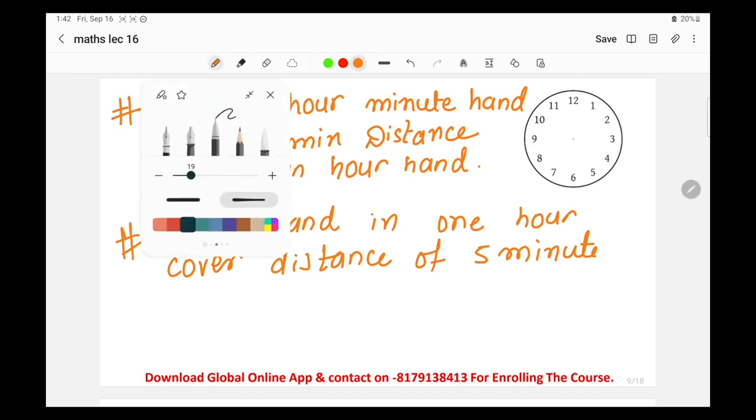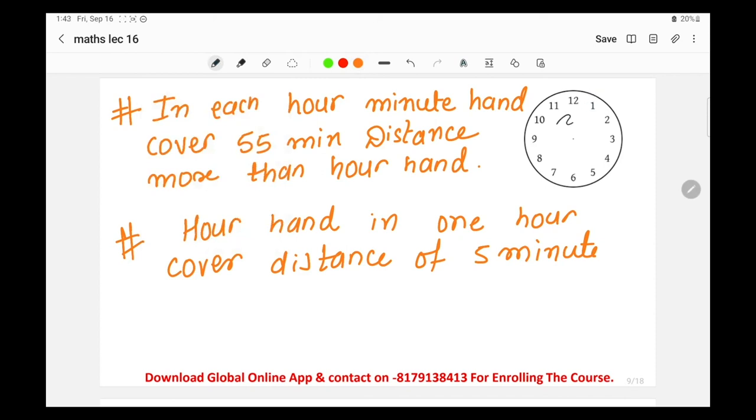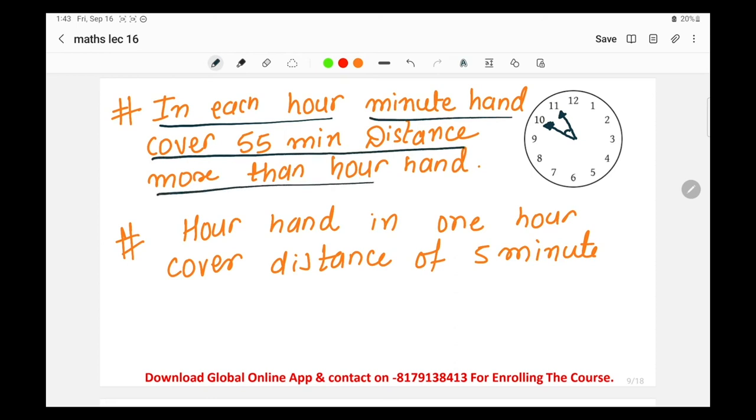Now consider, for example, that the time is 10 o'clock. When the hour hand is moving from 10 to 11, it means it is covering 1 hour, right? So in each hour, the minute hand is covering 55 minutes distance more than the hour hand.